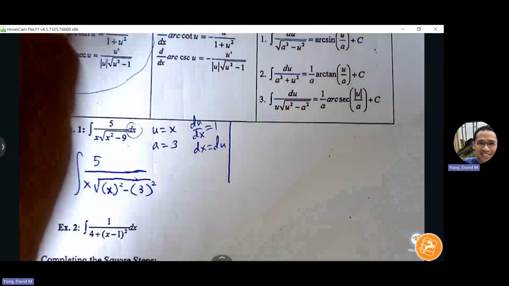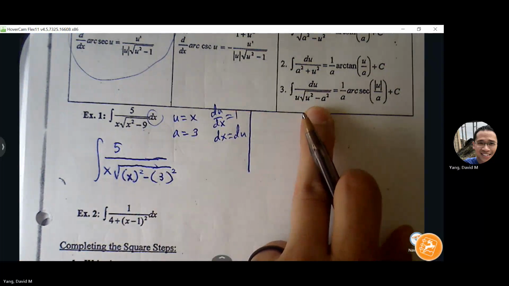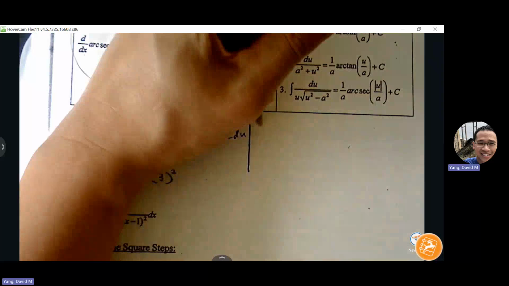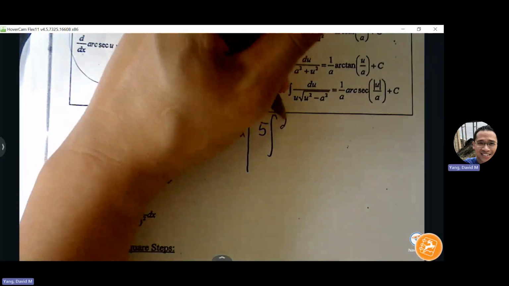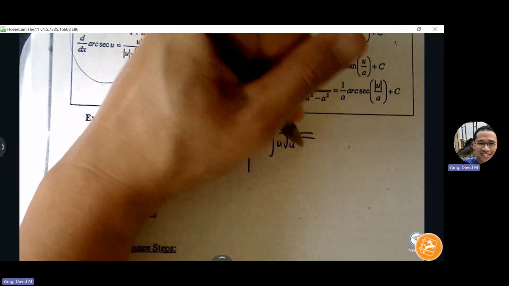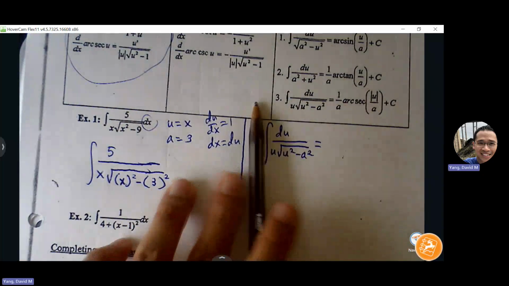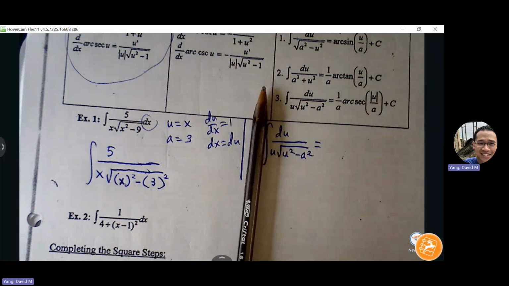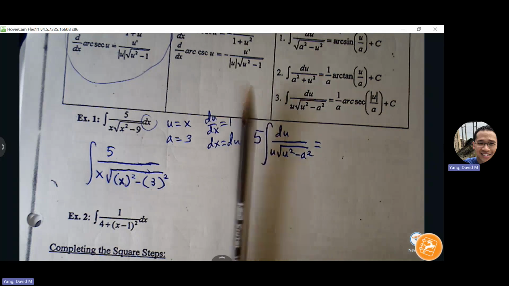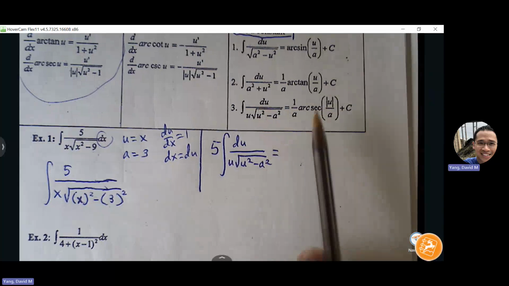So my initial goal is, can I make this look exactly like the rule that I want to use? Okay. So I'm going to pull the 5 out in front. If there's any coefficient, I can pull that out in front. Dx becomes du. I have u square root of u squared minus a squared. Okay, perfect fit, right? If I can cover up my coefficients, everything else should match exactly with the rule. Otherwise, I don't have a rule to use. Integral rules are very restrictive. So, perfect match.